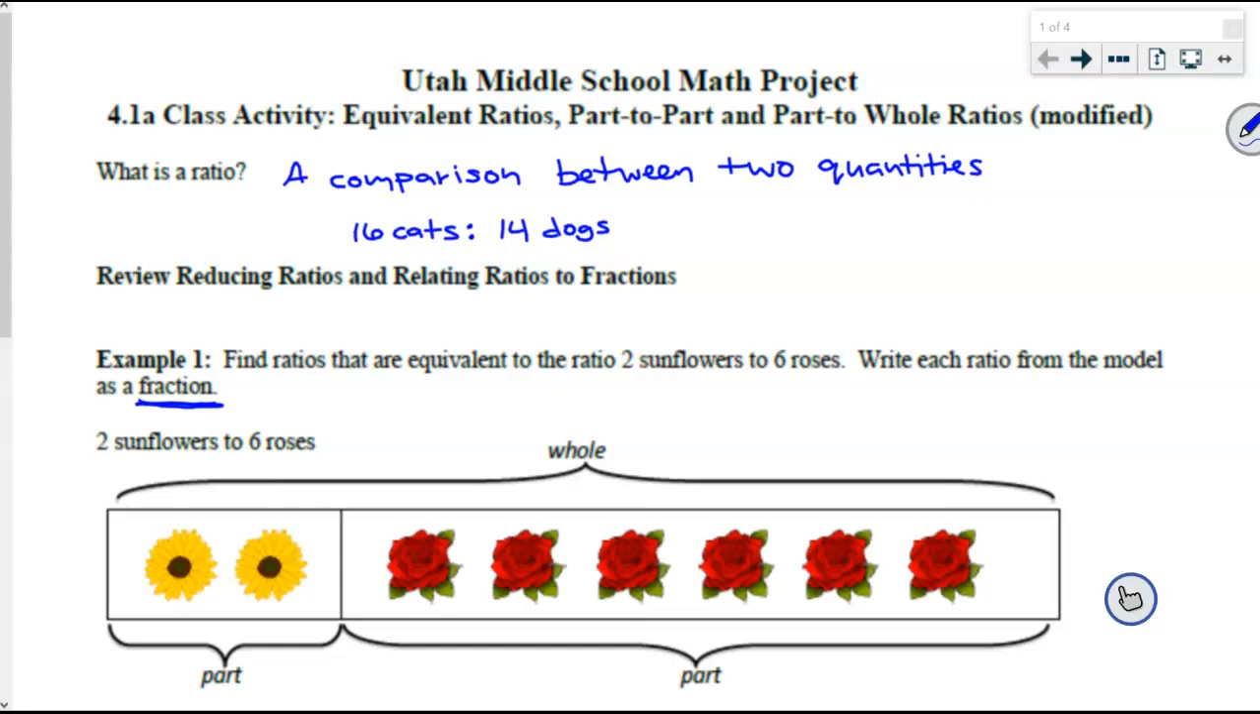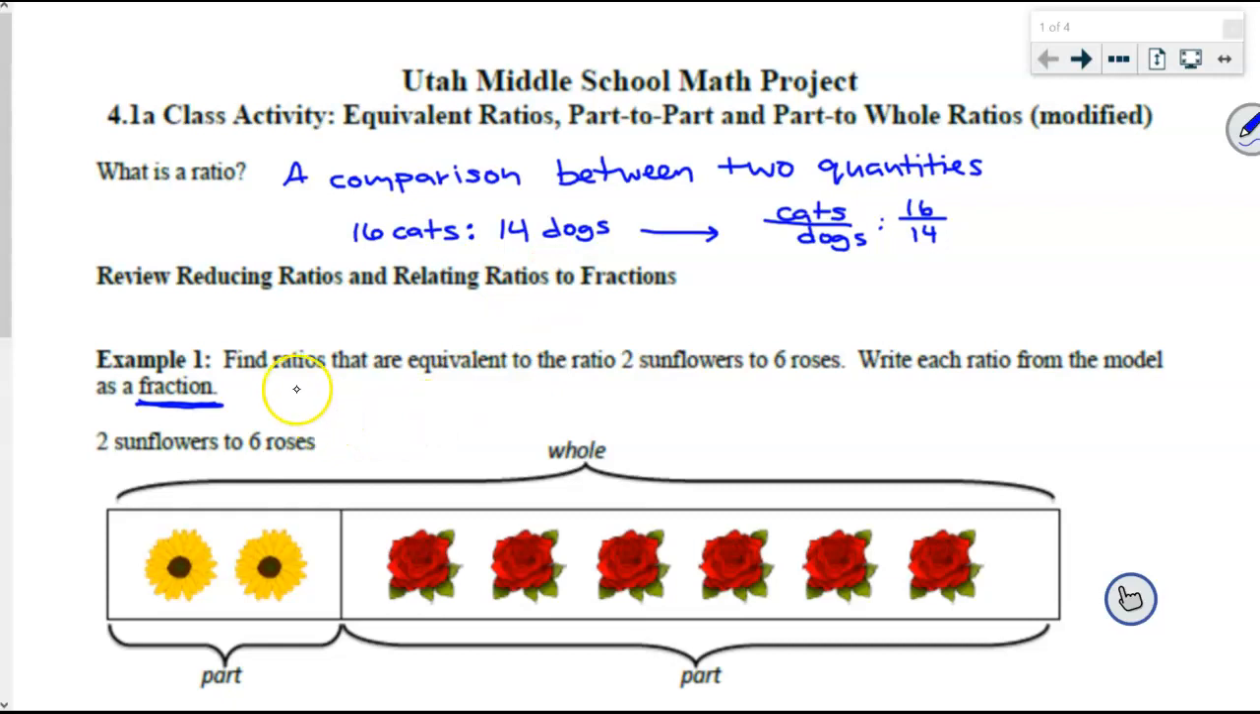So a comparison between 2 quantities, we can write it like this, but we can also write it using labels. Cats to dogs would be 16 to 14. Now it looks like a fraction. It's not a true fraction, and we'll talk about what that means in a little bit, but we can write it so that it behaves like a fraction, or so that we can manipulate it like a fraction. So here's just an example.